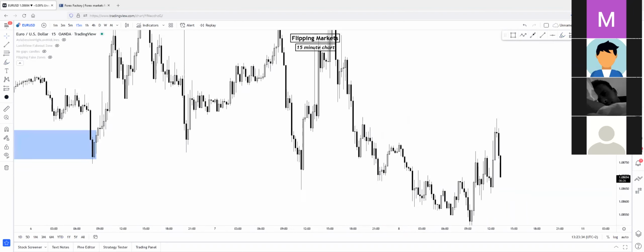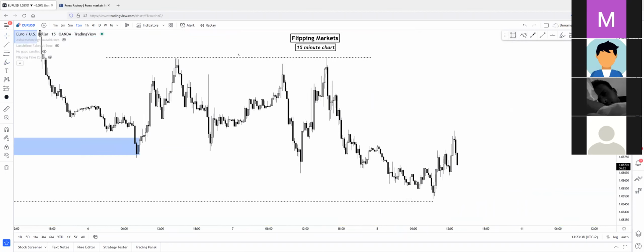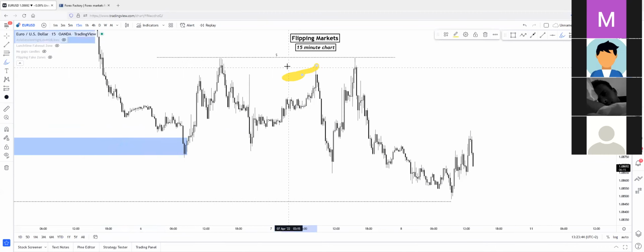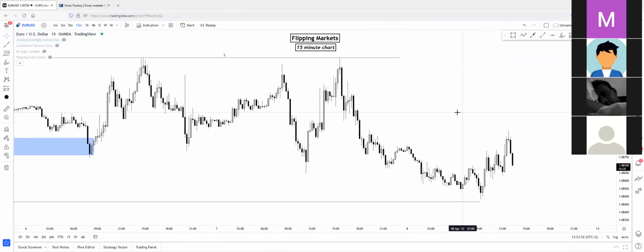Okay, so let's just make an analysis on the 15-minute chart. As you can see, here was the last recent 15-minute demand zone that price has flipped recently, and the flip has happened from this region right here. And this region has been mitigated already, but also it has created a liquidity line right here, this region, as you can see. So what else can we see?